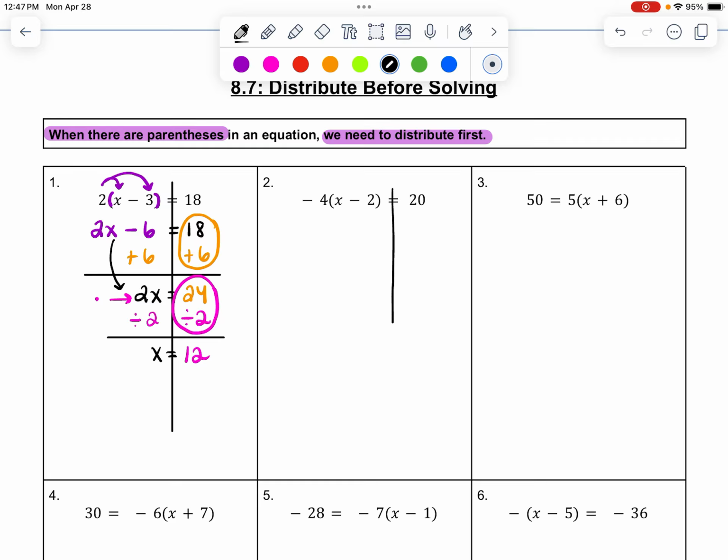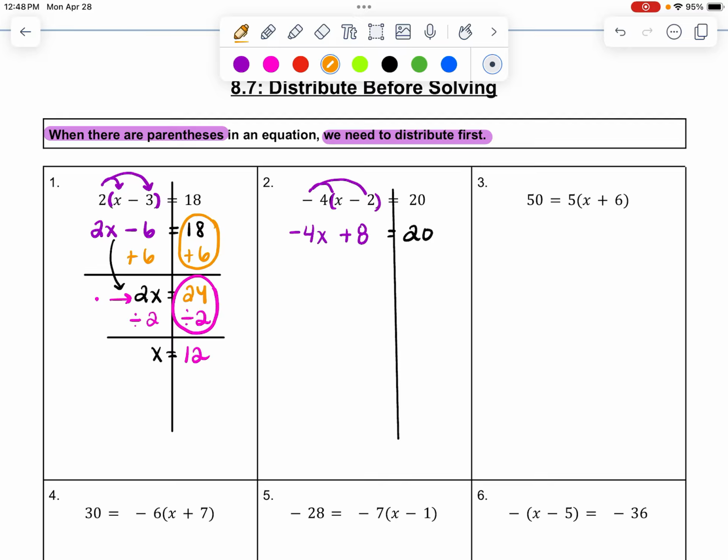For problem number 2, we would draw a vertical line through our equal sign. Then we would notice that there are parentheses, and so we need to distribute. When we multiply, we get negative 4x plus 8 equals, and we're going to drop down the 20. Next, we need to get the x by itself.